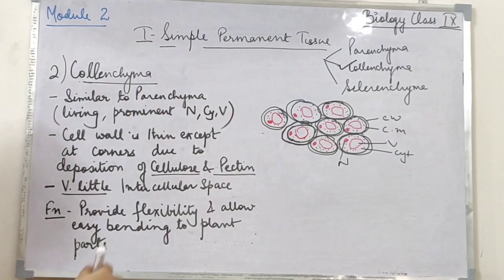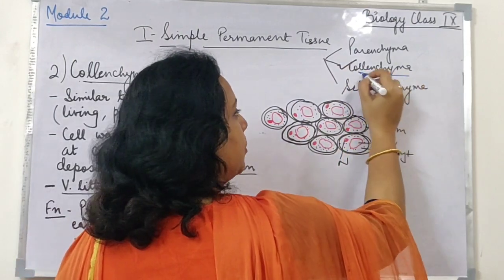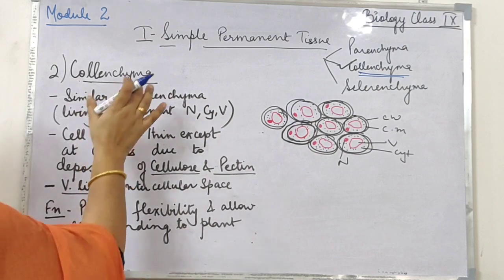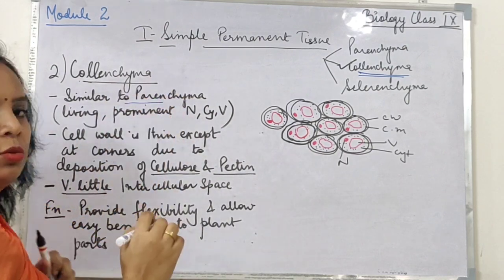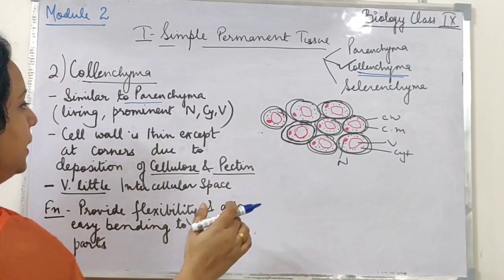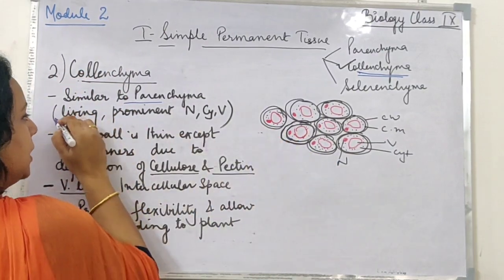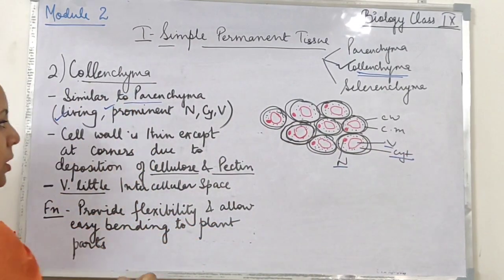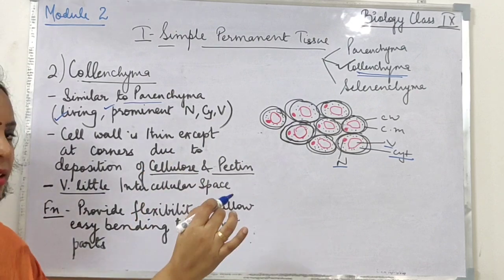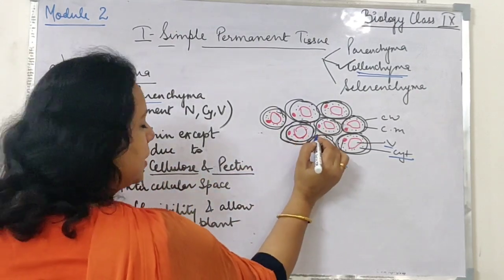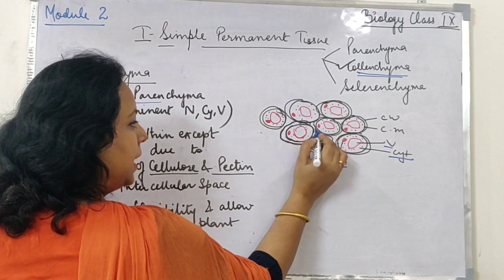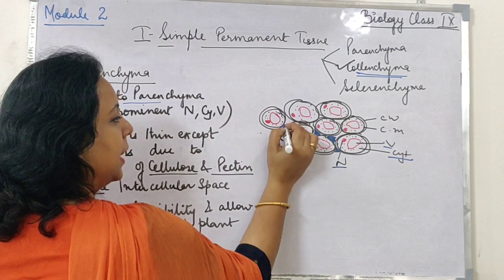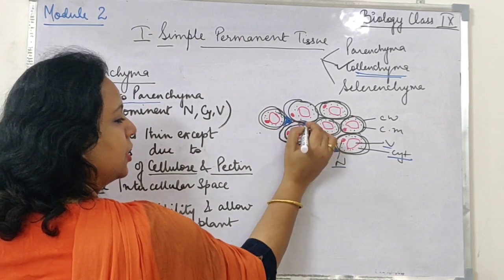Children, now we will discuss the second type of simple permanent tissue, which is the collenchyma. So children, collenchyma is very similar to the parenchyma, as you see in the diagram. These are living cells. They have got prominent nucleus, cytoplasm and vacuoles. The cell wall is thin usually, but at the corners, now see, corner means the place where the two cells are coming in contact, the edges.